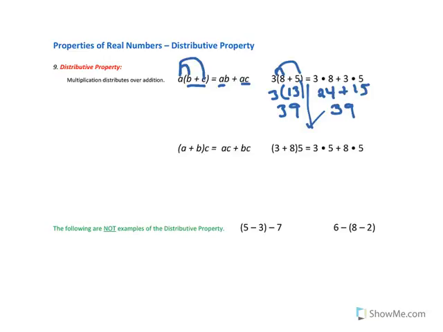Here, again, doesn't matter if your A on the outside comes first or it comes last, after. It's still going to be A times C and B times C. And this sign is always going to stay the same. Let's do an example. 5 times 3 is 15, and 5 times 8 is 40. That's equal to 55.